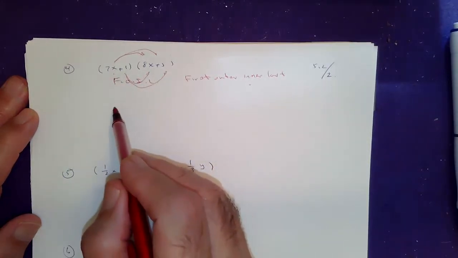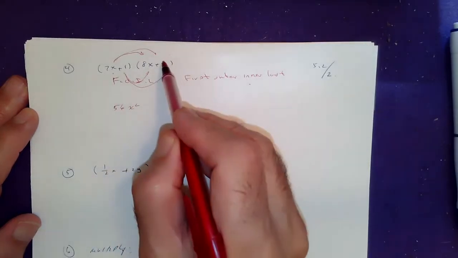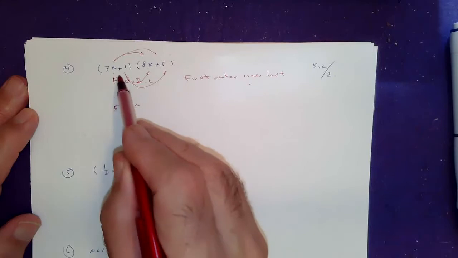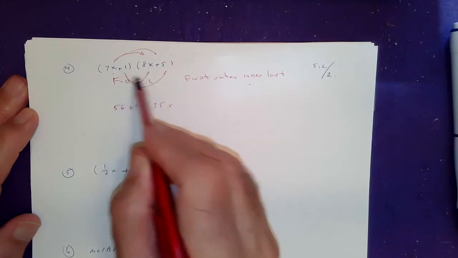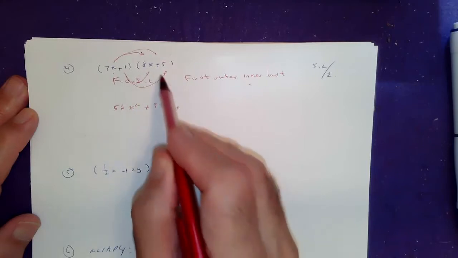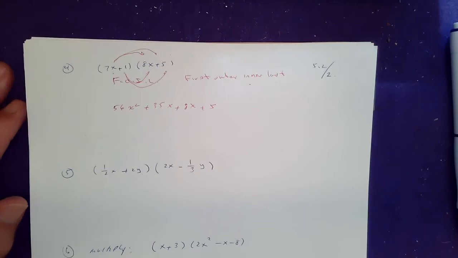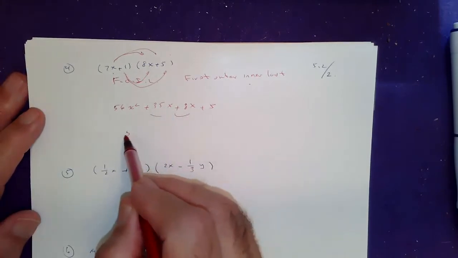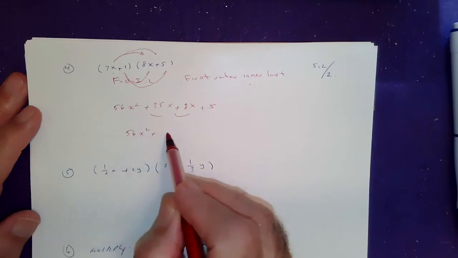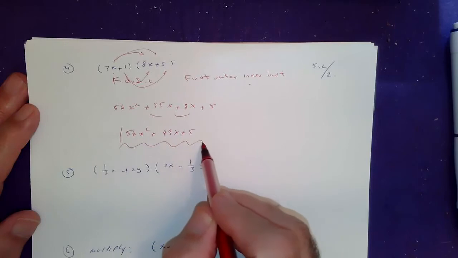7x times 8x, that's 56x squared. And this, I think, is 5. So 7x times 5 is 35x. Then I do distribute the 1. 1 times 8x is 8x. 1 times 5 is 5. Is that right? So then I look for like terms to combine. So that's 56x squared plus 43x plus 5. The final answer.